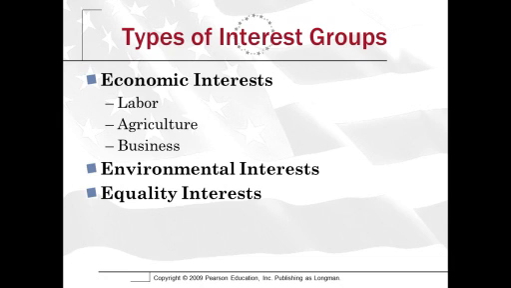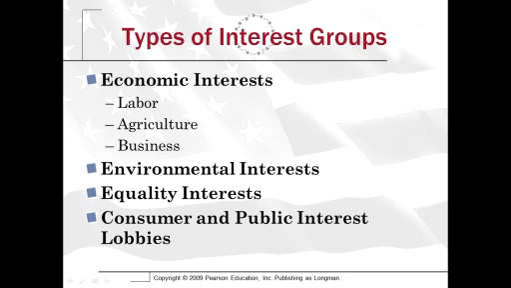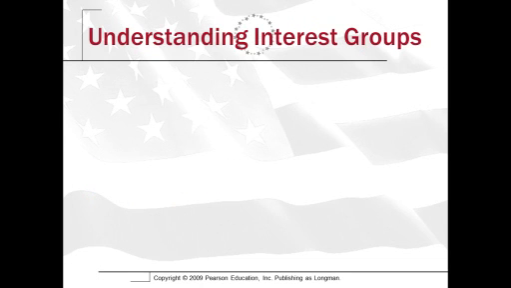Equality interests, these are NAACP, ACLU, groups that are fighting for people's rights. And then finally, consumer and public interest lobbies. Consumer lobbies would be fighting for things like making safer cars. You think of Ralph Nader and his Consumer Reports. They fought very hard to try to get things like seatbelt laws and airbags put into cars.